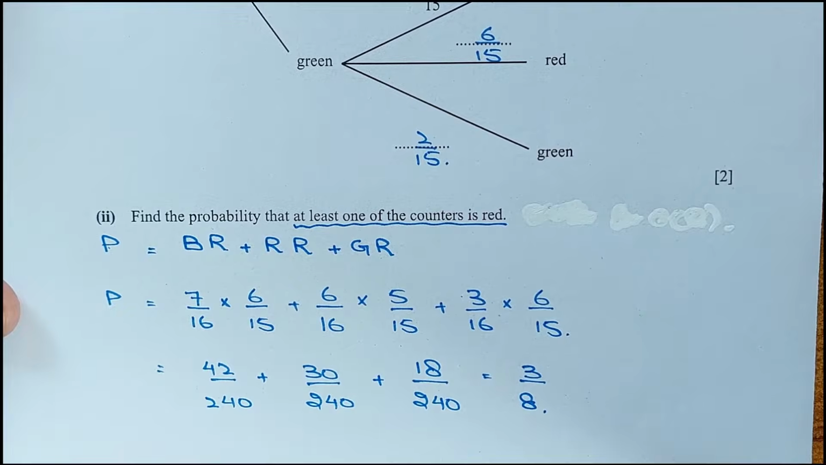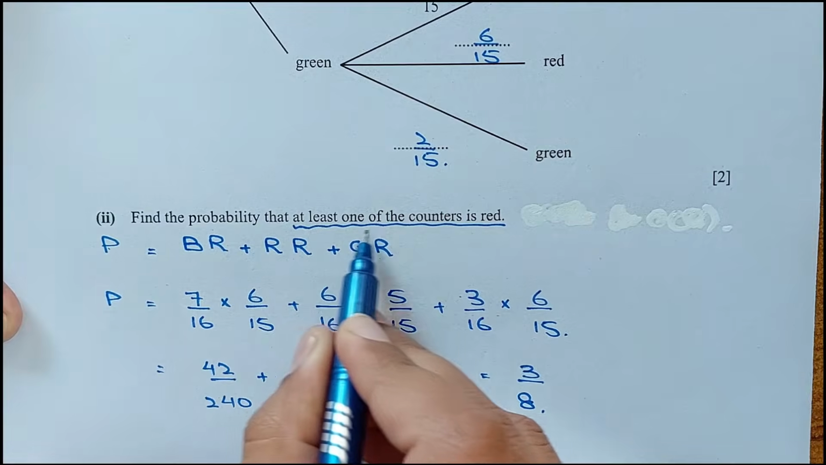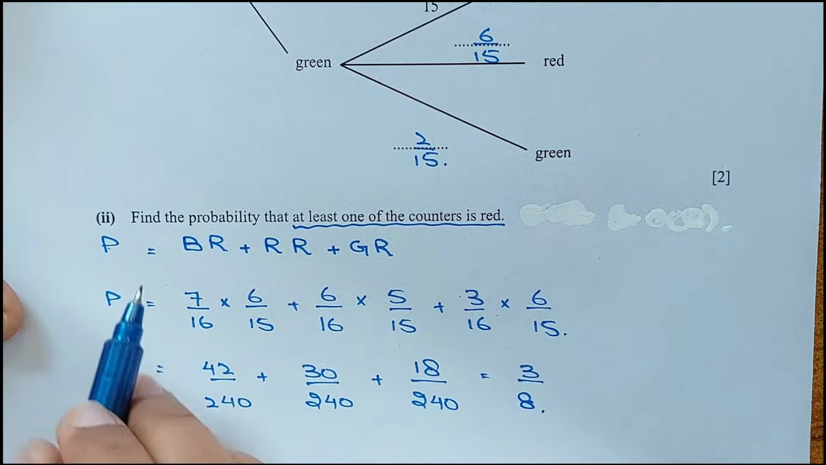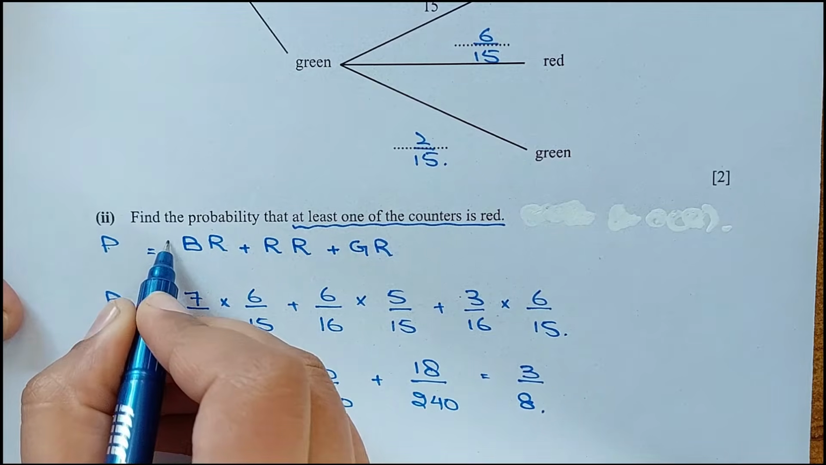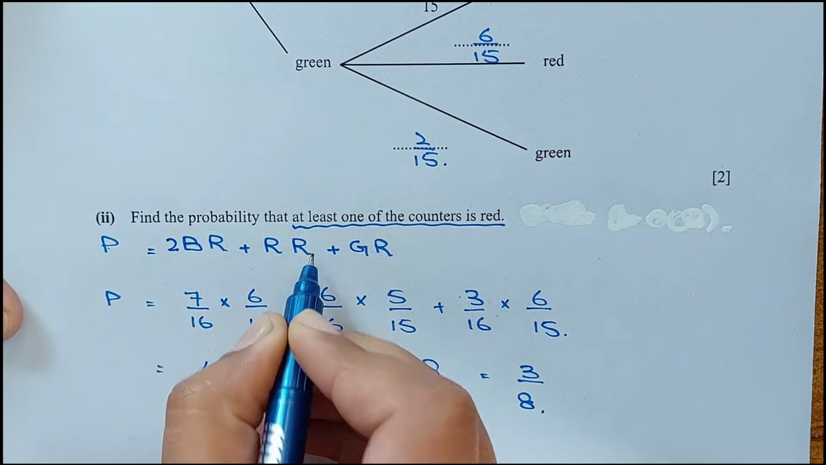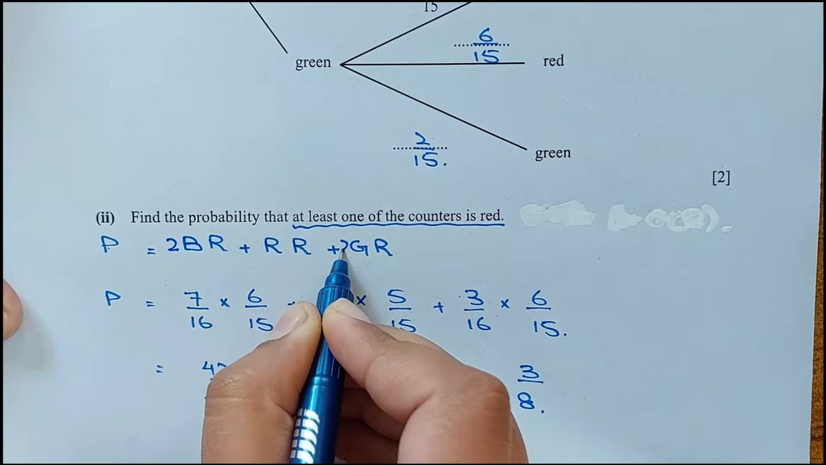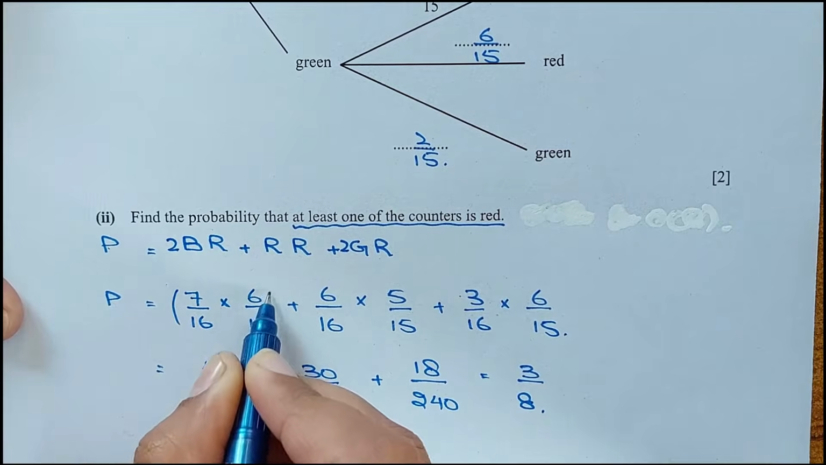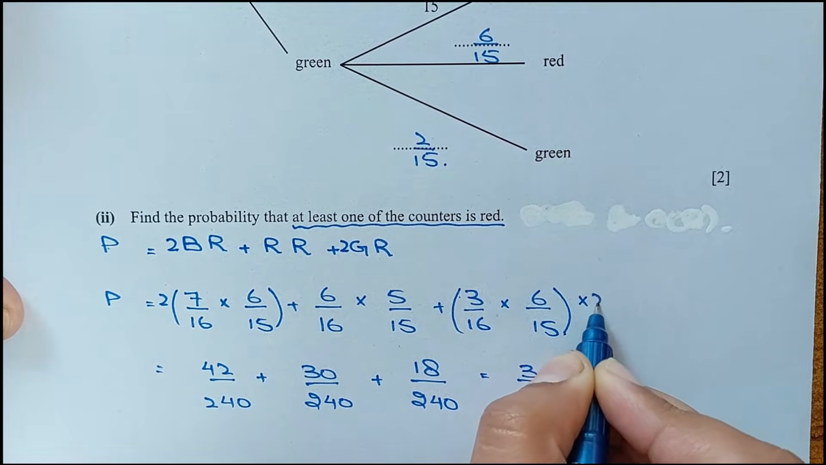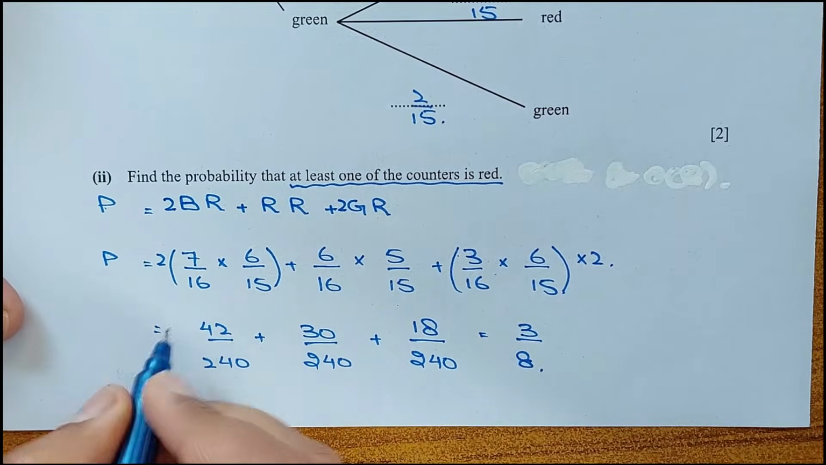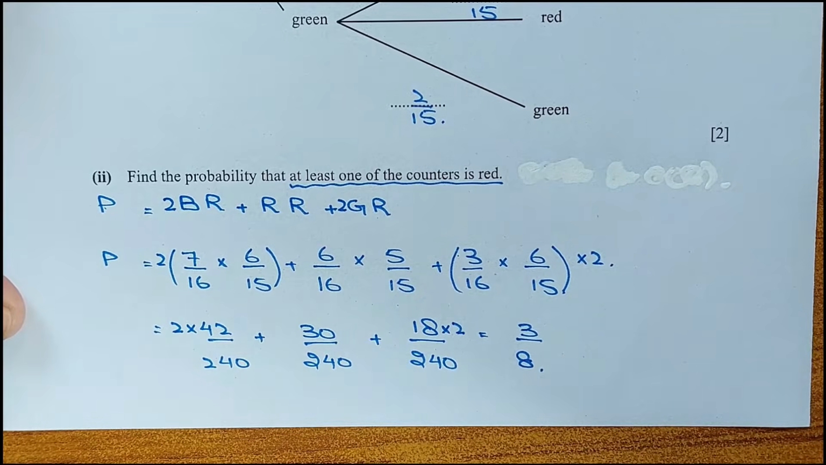Sorry, I made a mistake over here. The question is find the probability that at least one of the counters is red. So we have two combinations, blue, red, or red, blue. At least one is red or both can be red, and two combinations for green, red, or red, green. Okay, so we have to times this combination by 2 and this combination by 2 as well, right? So 42 we have to times this by 2 and 18 times by 2, right?